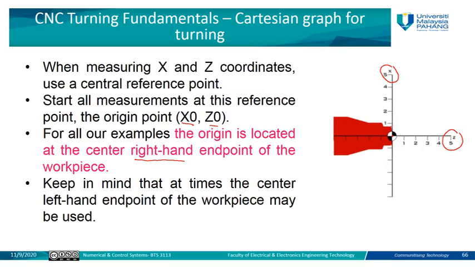So if the red piece here represents the workpiece, the origin is on the right hand of this workpiece, at its end point. That means it's not in the middle, it's not on the top or on the bottom. No, it's in the center and right hand of this workpiece. Usually we may use the left hand endpoint as our origin as well, but the most common is to use the right hand endpoint of the workpiece. So this is to define the point of origin. After we define the point of origin or the reference point, we are going to define other coordinates like we did in the milling machine, either based on absolute coordinates or incremental coordinates.